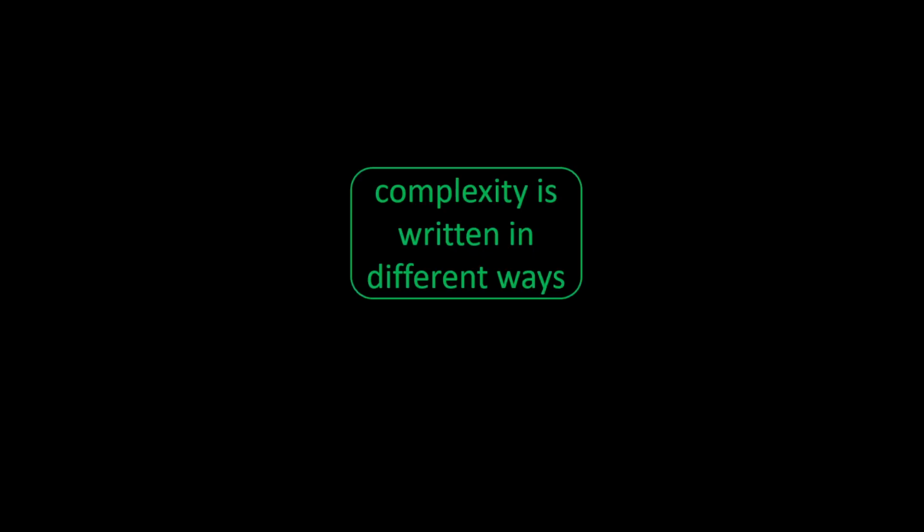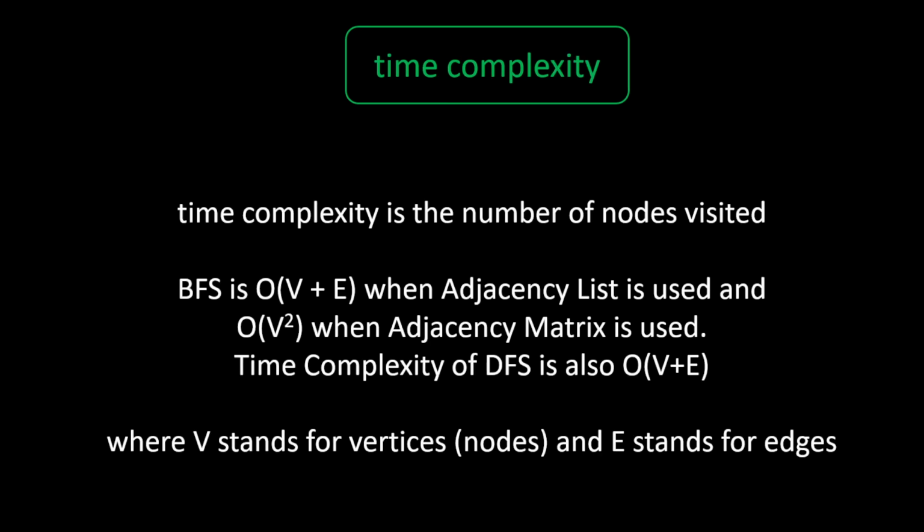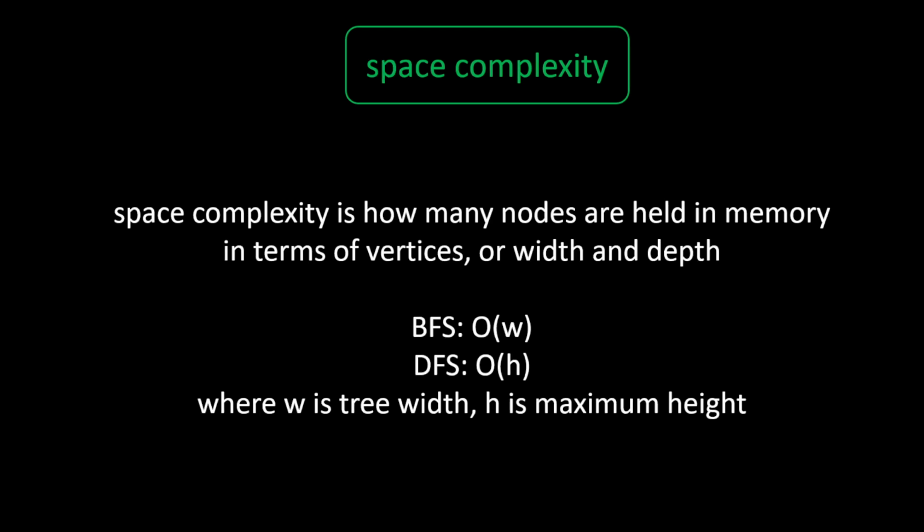Now you may see complexity written in different ways. For example, the nodes are called vertices with edges connecting them, or we could even use just width and depth rather than breadth and depth. So you'll see breadth first search as the order of vertices plus edges, and then it depends on if you use certain techniques. So we can see slightly different notations when we look at complexity. Here we've got the same, except for breadth we've got width.